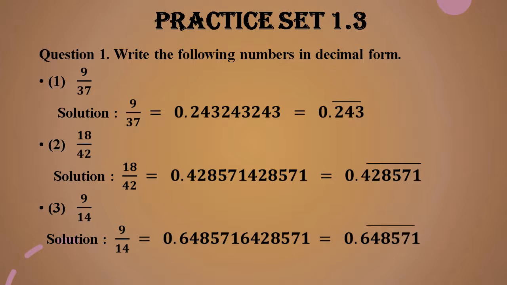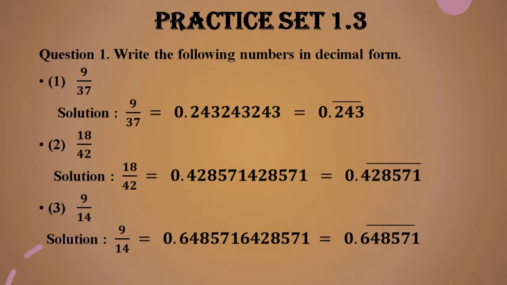Second question, 18 by 42. When we divide 18 by 42, we will get 0.428571. Again 428571. That means here 428571 is recurring again. So therefore it can be written as 0.428571 with a bar on it.